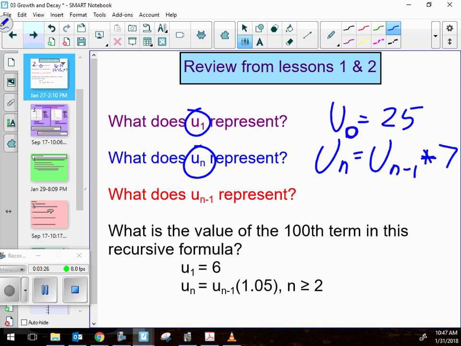What does U sub n represent? Remember me saying that from the beginning? It was a term. Which term was it? Any term. That's any random term. And then what does that represent? If this is any random term, what's that one? Not the first term. The one right in front of it. Yes. If this is any random term, this was the one right in front of it.